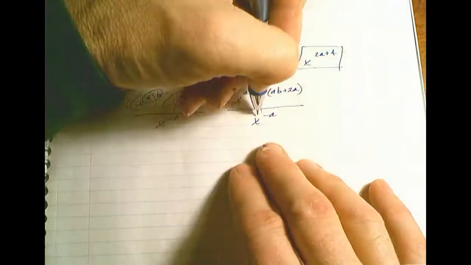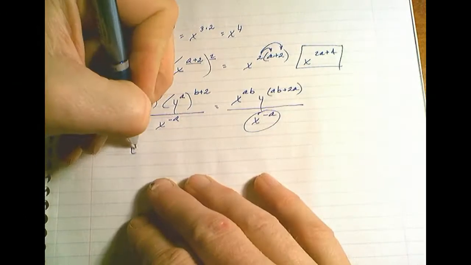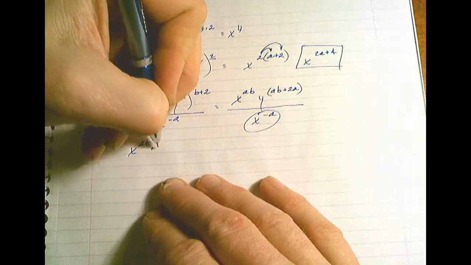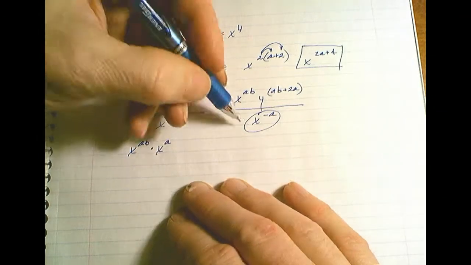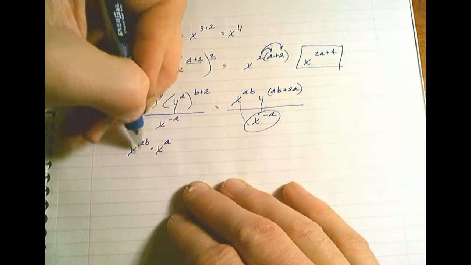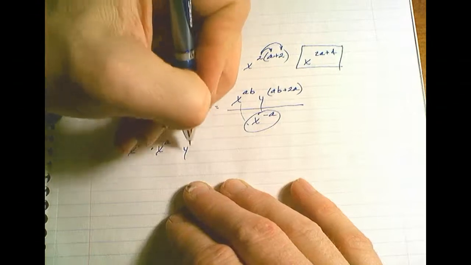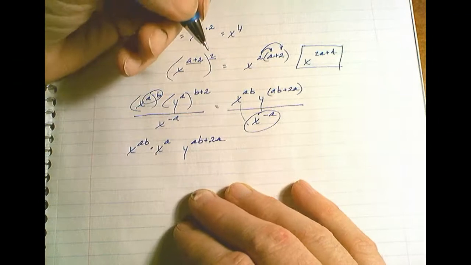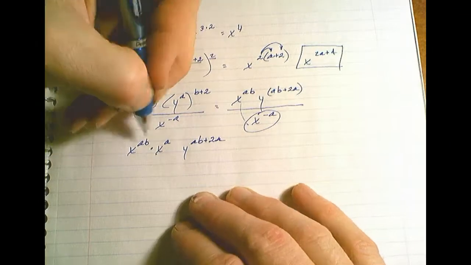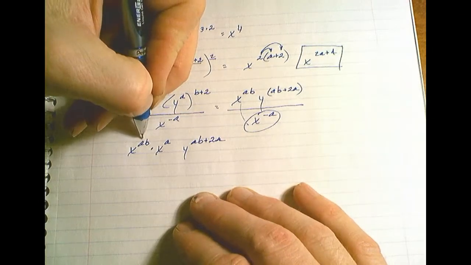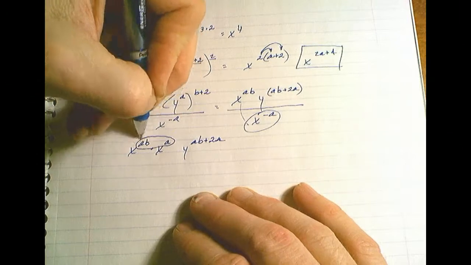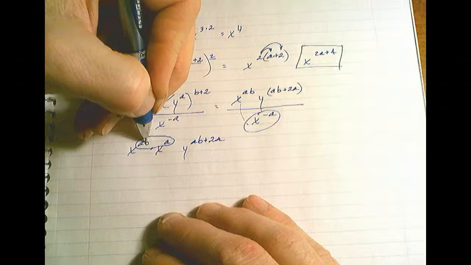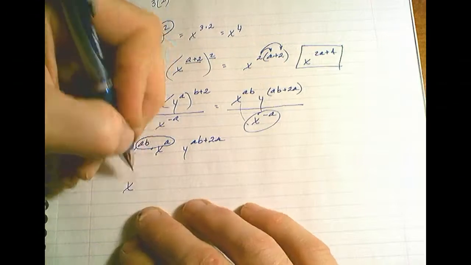Okay, let's bring up that negative a. So we end up with x to the ab power times x to the a power, because we're going to bring that up, and I just put it here because I wanted it close to the x, y to the ab plus 2a power. So all I'm going to do is add these two, and I don't have denominators. I can't combine these because of this b here, so I'm just going to leave it the way it is.